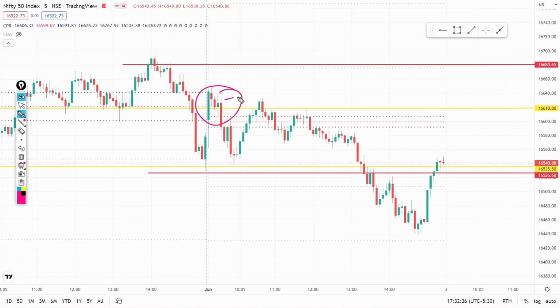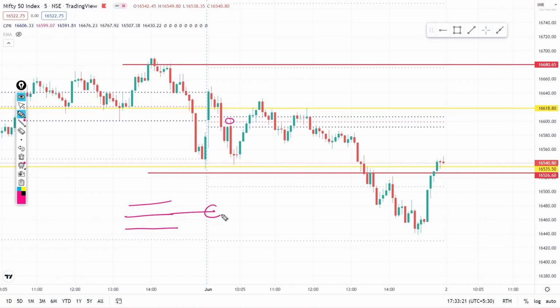So at this point we don't have entries, and our first entry was somewhere at this point, and we kept our stop loss somewhere right above this, and we took our profit at the end of this candle. So this is the only trade we have taken today. So let us consider these as 3 pivot lines.